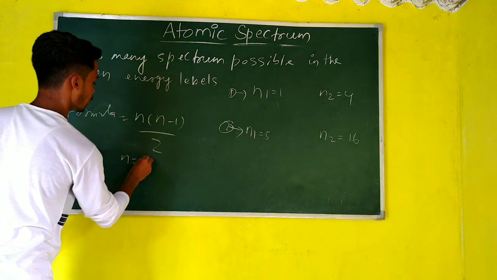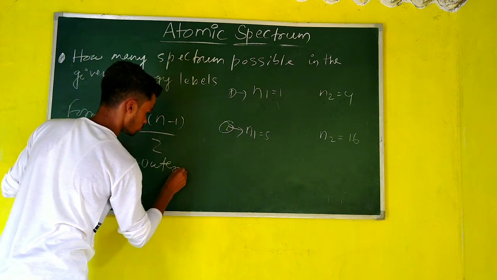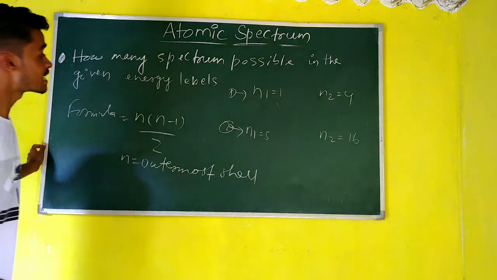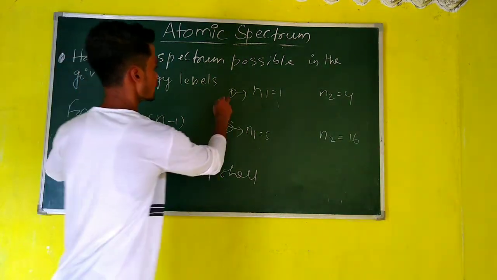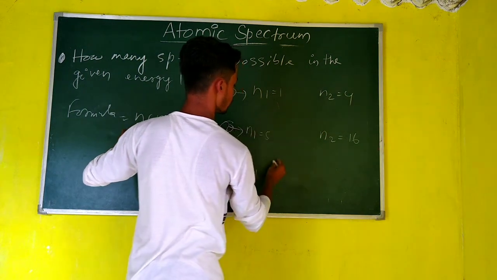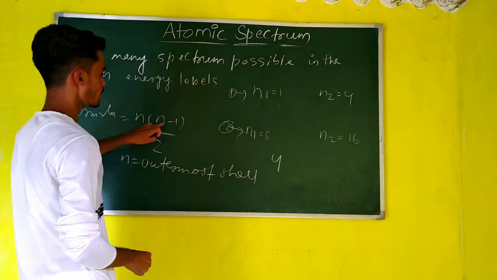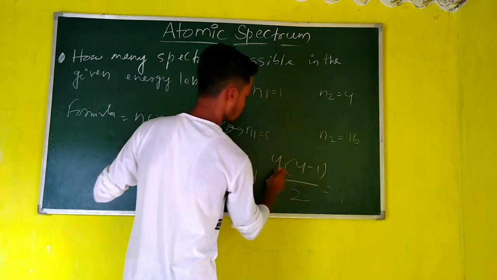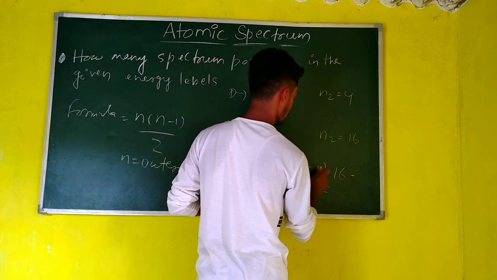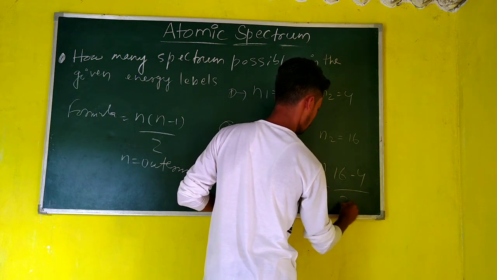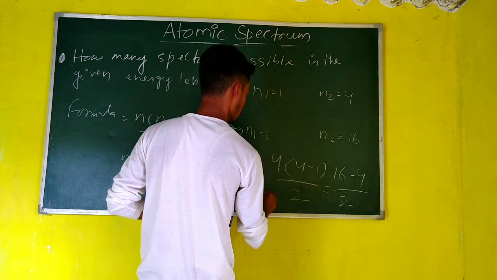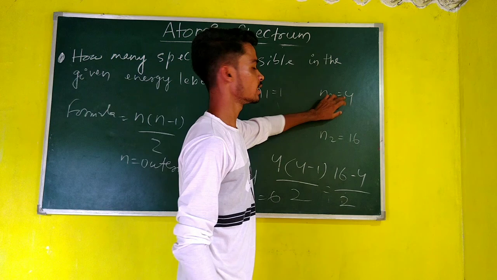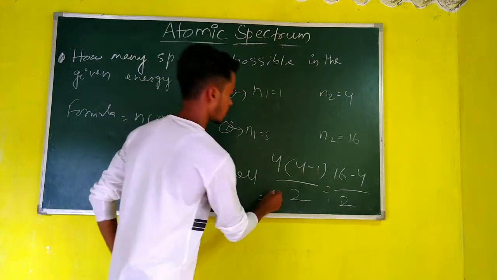Students, n equal to the outermost shell or outermost energy level. So in the first example, the outermost shell equal to 4, then the formula n into n minus 1 by 2 gives 4 into 4 minus 1 by 2 equal to 4 into 4, 16 minus 4 by 2. 16 minus 4 is 12, by 2 equal to 6. When n1 equal to 1 and n2 equal to 4, 6 spectrum lines are possible.